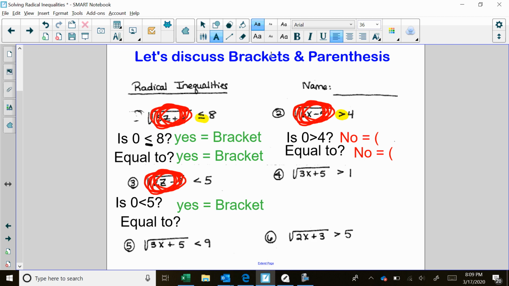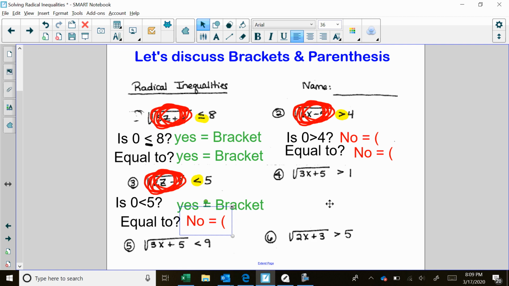Okay, now is this an equal to problem? Is this an equal to problem? No, it is not. So that becomes, come on, copy and paste. That becomes a parentheses, okay, because the answer was no. Equal to? There was no equal to in this problem, so therefore it gets a parentheses.